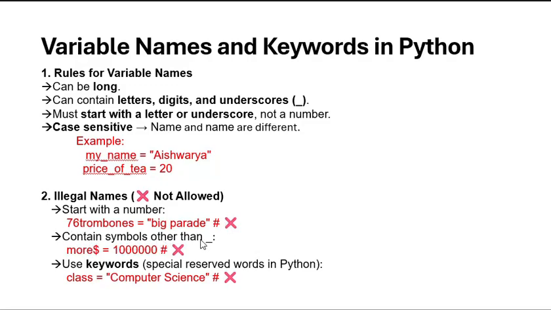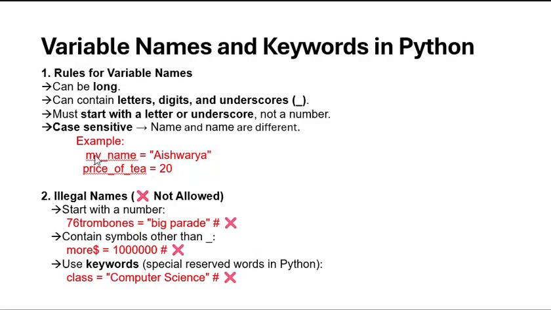Contains symbols other than underscore. Only underscore is allowed in the variable names, or else it is not allowed to write in the code. Using a keyword, a special reserved word in Python, means class is a keyword. You cannot use class as a variable name. Got it? These are all the illegal names that are not allowed to write in the program.